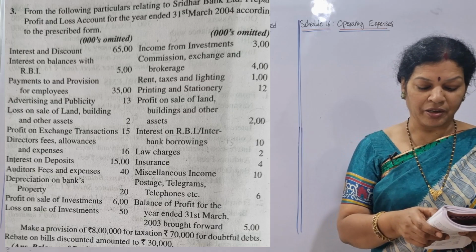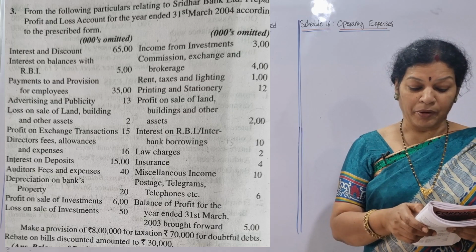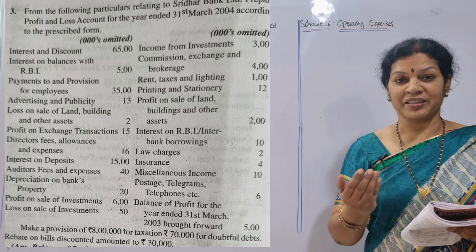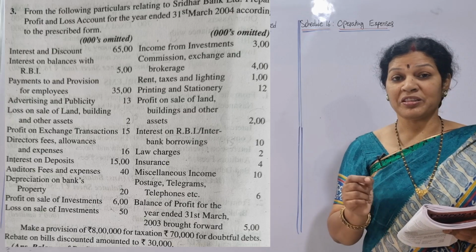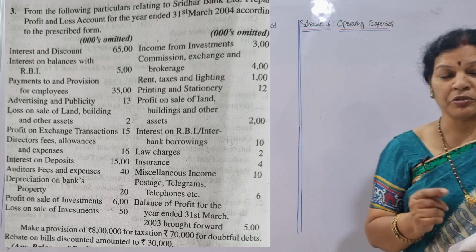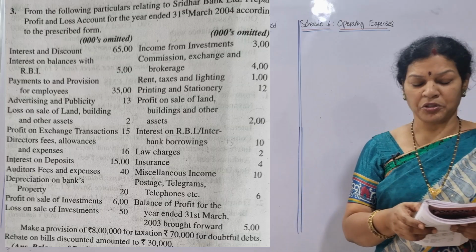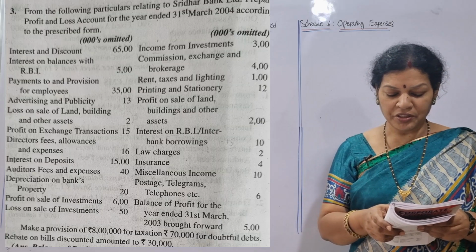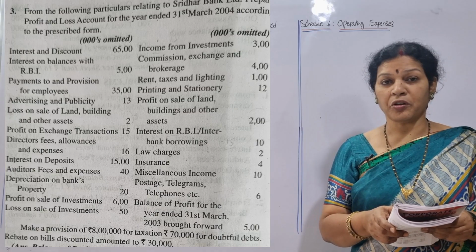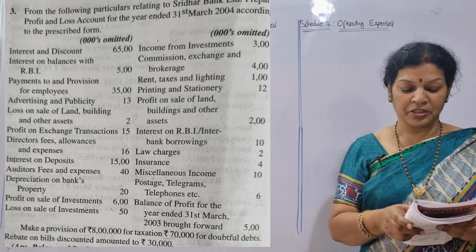Next, profit on, just now we have seen profit on sale of land and building. Next, interest on RBI and interbank borrowings. They are borrowing. The borrowing means it comes under the schedule number 15. Schedule number 15 means interest expended. RBI, they are paying it. So schedule number 15. Law charges, insurance, these two are operating expenses, schedule number 16.